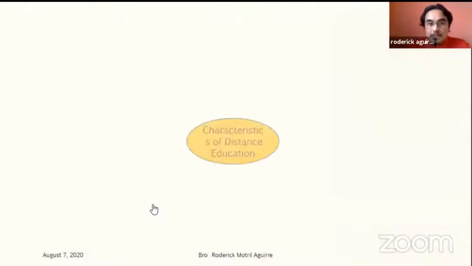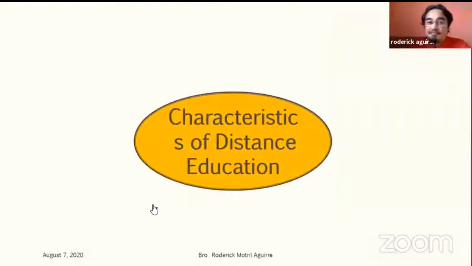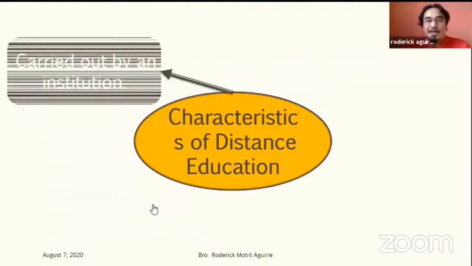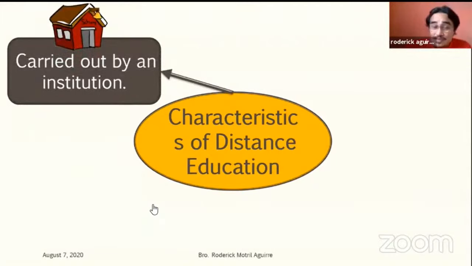So to make that clear, these are the characteristics of distance education. First, it has to be carried out by an institution. It is still formal. These courses and materials that are provided for our students for distance learning are designed by teachers doing distance teaching. And that being said, it is carried out by an institution, a school that follows certain standards. It cannot be whatever the students want to learn, or what teachers would like to teach the students. They need to follow the standards and the curriculum.